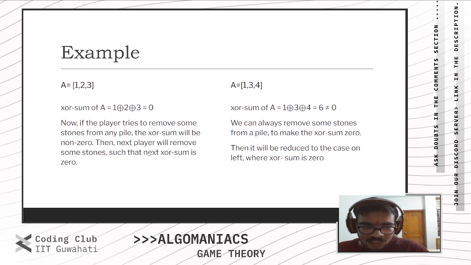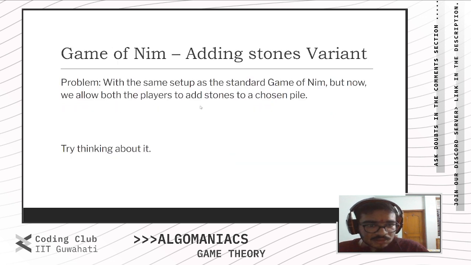So stop the video and think about it for a while. I'll just repeat myself. What we are doing is trying to revert back the change, or the disturbance, the player created in the XOR sum. From 0, if he's making it some other number, we'll just remove some stones and make it back to 0. So that's how it works.